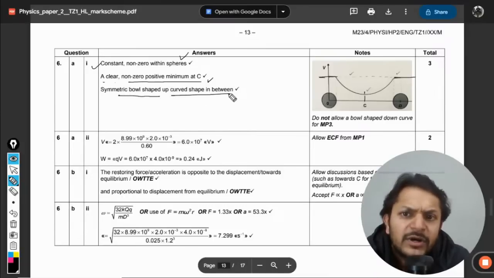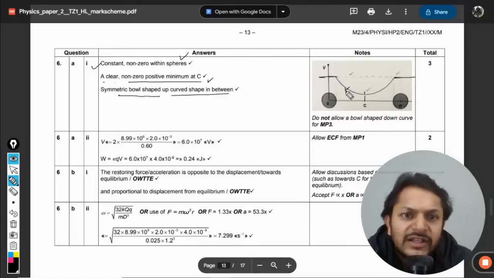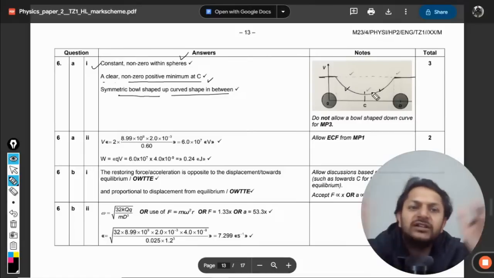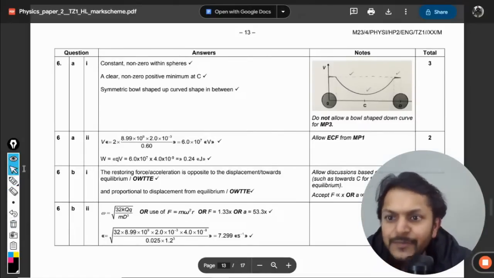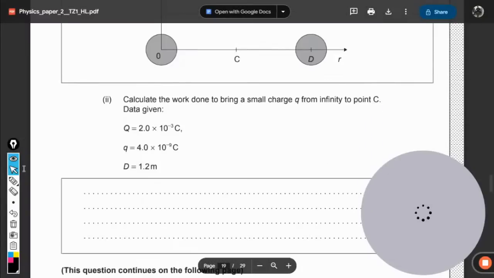Symmetric bowl shape, up-curved between. So this will be a symmetric bowl. The symmetry is basically that one side is the mirror image of the other. So there is a complete symmetry there. Anyways, this is the answer for the first question. Let us go for the second one.